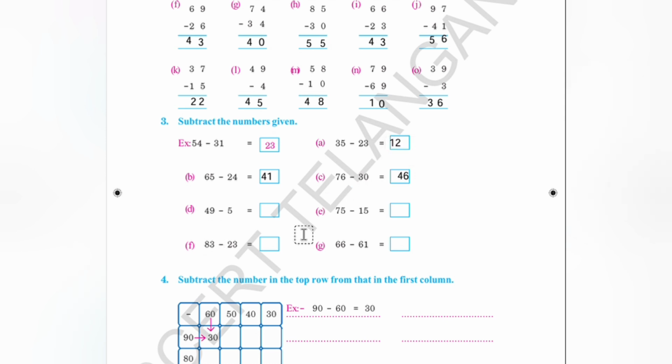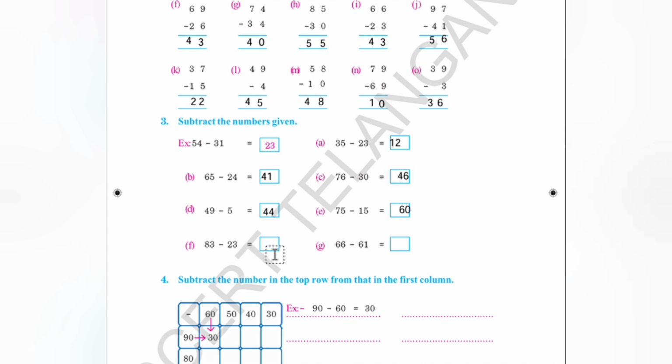49 minus 5. 9 minus 5 is 4. This 4 we have to write down. 44 is the answer. 75 minus 15. 5 minus 5 is 0. 7 minus 1 is 6.